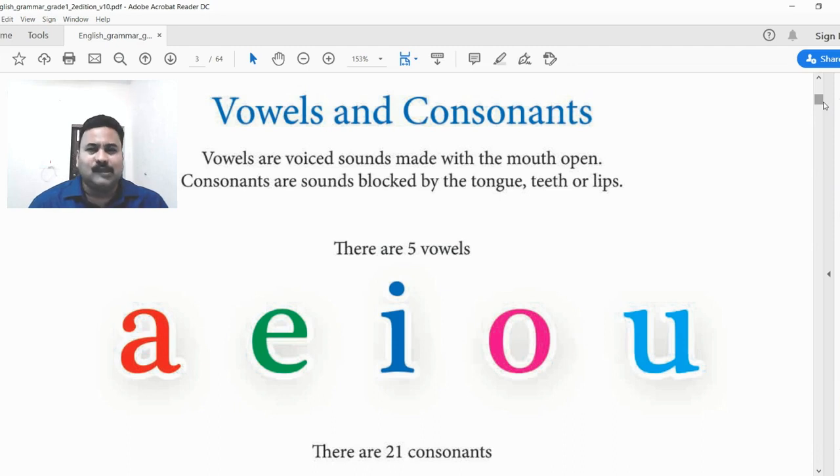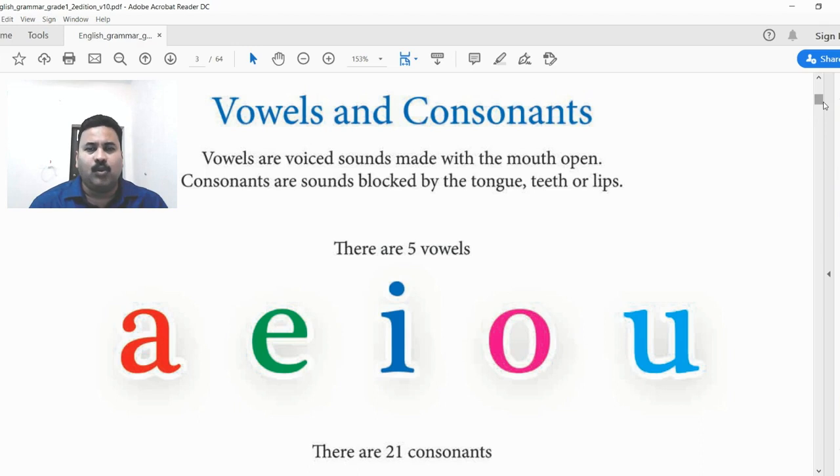As you are all aware, the English language has 26 letters, and these 26 letters are written in small letters and capital letters, and these are classified as vowels and consonants. Today, let's see what are vowels and what are consonants. Vowels are voiced sounds made with the mouth open, and consonants are sounds blocked by the tongue, teeth, or lips. Every letter has a sound. A letter has a name, a form, and a sound. So, with the sounding of the letters, we are classifying these letters as vowels and consonants.